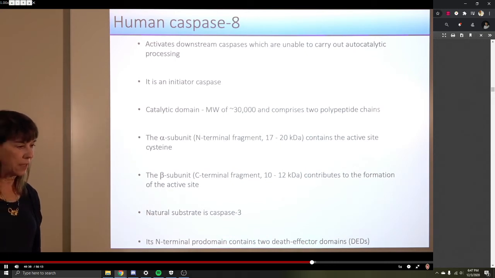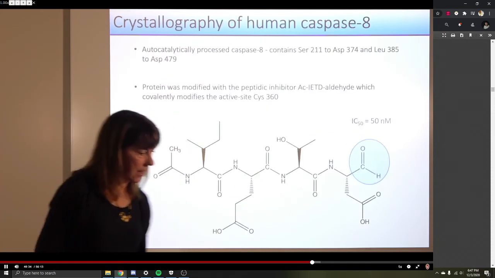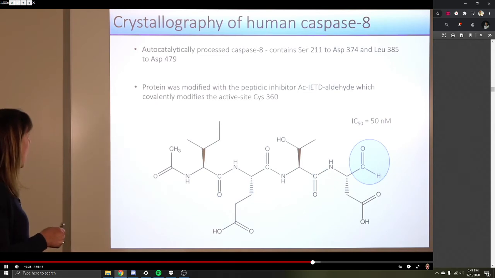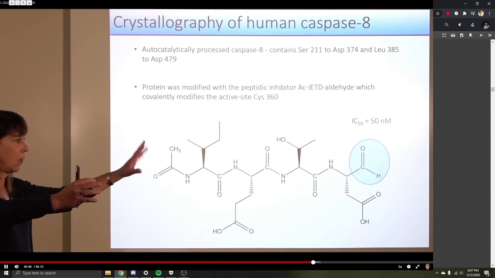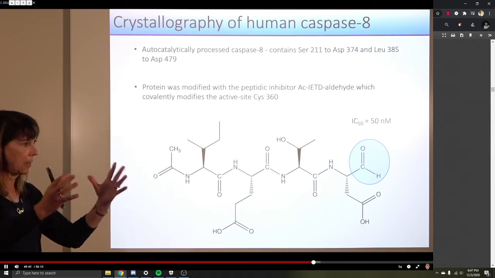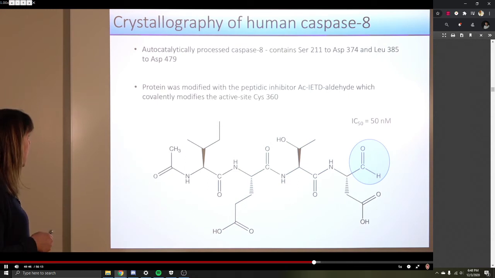And its N-terminal prodomain contains two death effector domains that bind to these adapter molecules and let it become activated. So the crystallography of the human caspase 8 was solved, and it was autocatalytically processed. So they didn't have a prodomain and all the death receptors and everything. They just had it autocatalytically process itself. And the protein was modified with this peptidic inhibitor, which is an isoleucine here, a glutamate, a threonine, and an aspartate. And look over here.